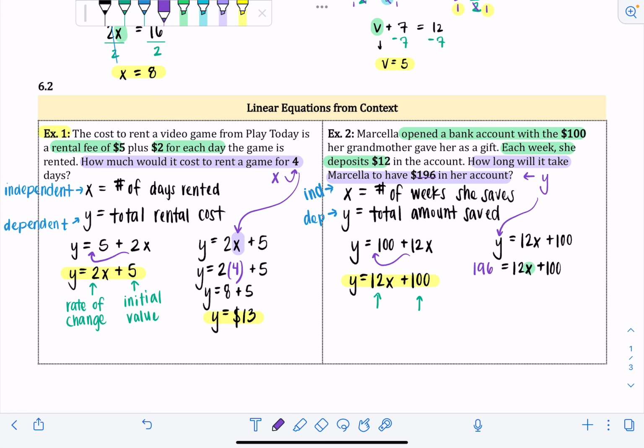So I would have to first undo addition and subtraction. So I'd subtract over the 100. And then 196 minus 100 is 96. And then I bring down the equal sign and the 12x. Still trying to get x by itself, so I'm going to divide both sides by the 12 because that's being multiplied by x. And then 96 divided by 12 is 8. So it'd be x equals 8 weeks, because that x, remember, represented how many weeks she was saving for. So x equals 8 weeks.